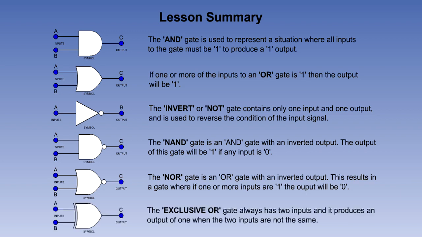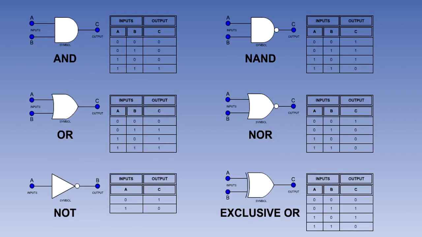The exclusive OR gate always has two inputs, and it produces an output of 1 when the two inputs are not the same. That is to say, for an output of 1, one input must be 1 and the other 0. When you are ready, continue to see a review of the truth tables for the 6 logic gates. The truth tables for the 6 logic gates are now being displayed on the screen.